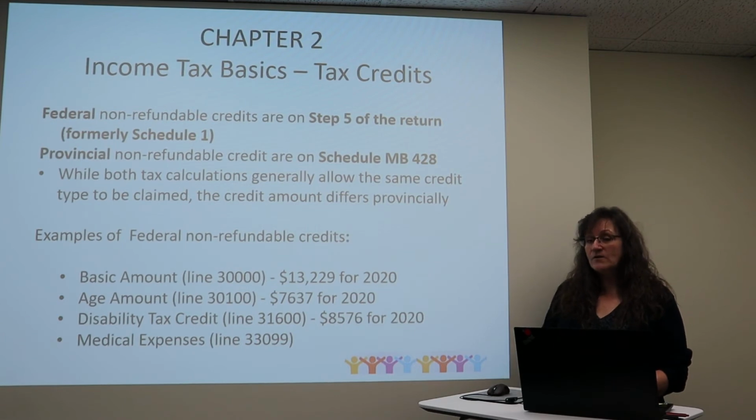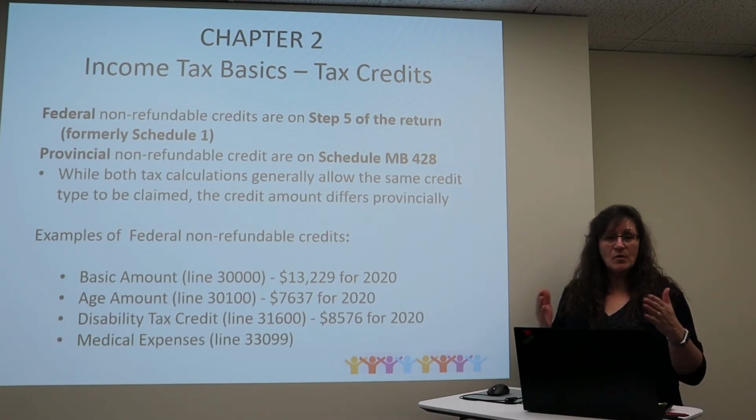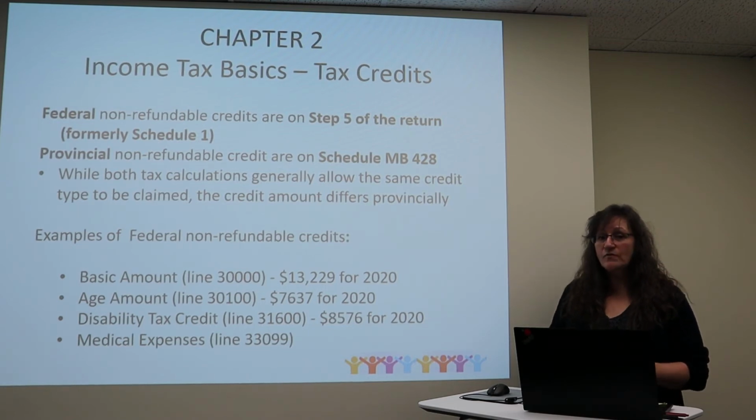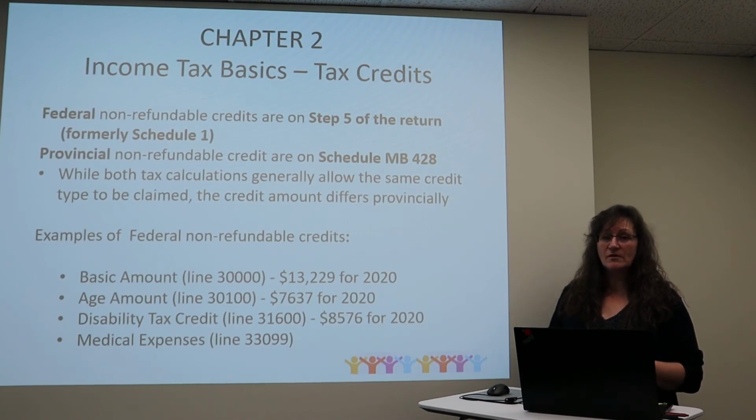There are both federal and provincial non-refundable credits. The federal non-refundable credits up until tax year 2019 used to be shown on the Schedule 1 of the tax return. They are now shown in Step 5 of the T1 General Return, which is actually on page 6 of the return. Provincial non-refundable credits are shown on the Schedule MB428. Most of the credits mimic one another. If there's a basic credit in the federal return, there's a basic credit on the provincial schedule. If there's an age amount on the federal return, there's an age amount on the provincial schedule. The amounts of each of those credits do vary. They're not the same across the provinces, but they're also not the same between the province and the federal, but many of them will be mimicked in the different tax calculations.